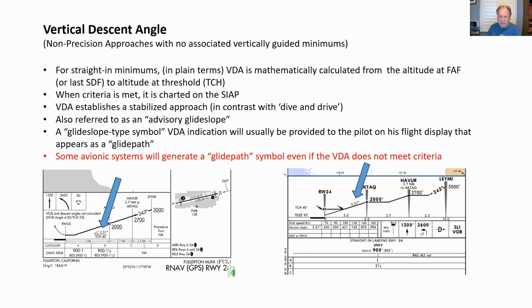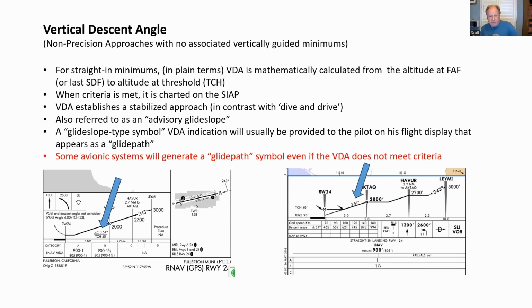So on the left side, once again, the FAA chart, and on the right side, the Jeppesen presentation. So you have a 3.1 vertical descent angle. And for straight-in minimums, the VDA is mathematically calculated from the altitude of the FAF or the last SDF to the altitude of threshold. In this case, it's a 40-foot TCH at the runway. So they calculate mathematically the angle between those 2 points, and then it's published as a VDA. When the criteria is met, it is charted on the SIAP. The VDA establishes a stabilized approach in contrast with a dive and drive type non-precision approach.